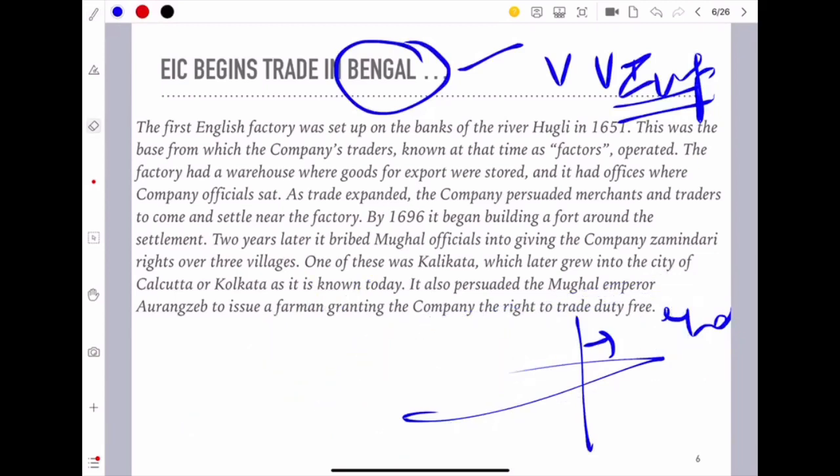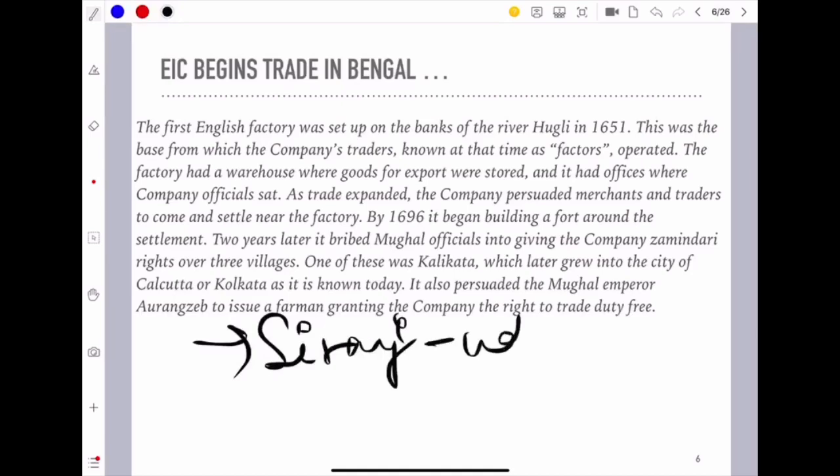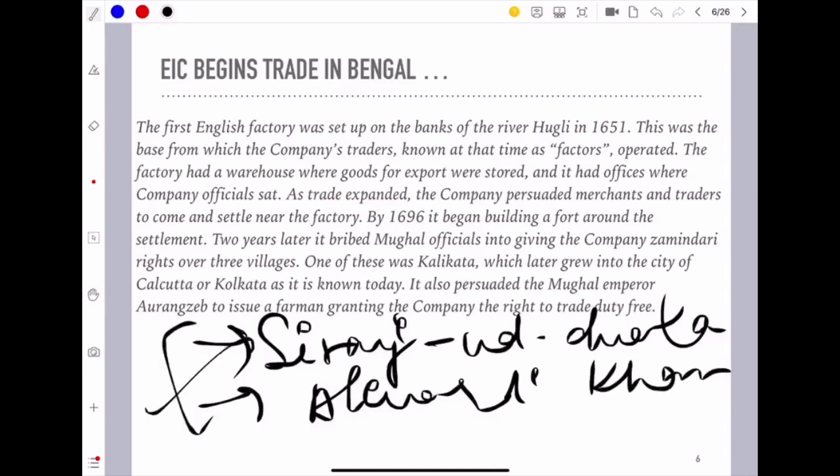At Bengal, we had some important rulers. Please remember, whenever I say the name of Bengal, remember at least their names. I say Sirajuddaulah, the main one, and Aliwardi Khan. These are the two important people if I talk about trading in Bengal. Right now I'm talking about these rulers.